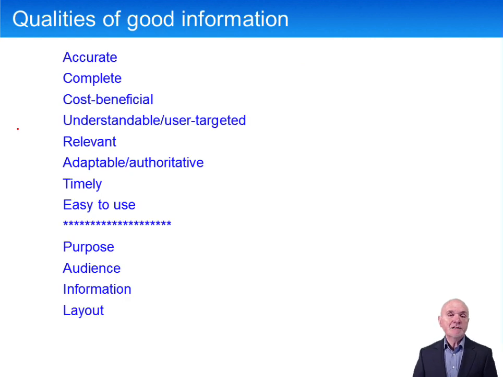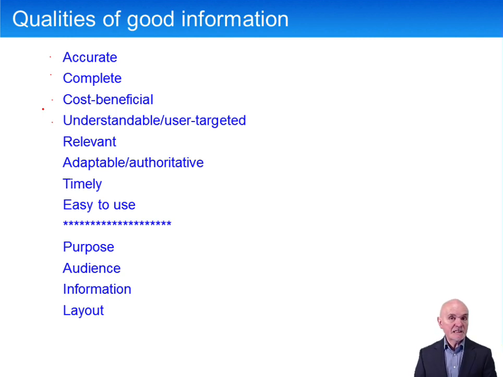Qualities of good information. We've got two lists here. The first one going down here is the accurate mnemonic. You've come across that before, probably. You're not going to be asked outright what are the qualities of good information. The way this tends to be examined is that you're given a report and you're asked to perhaps criticize it or suggest improvements. So information has to be sufficiently accurate.